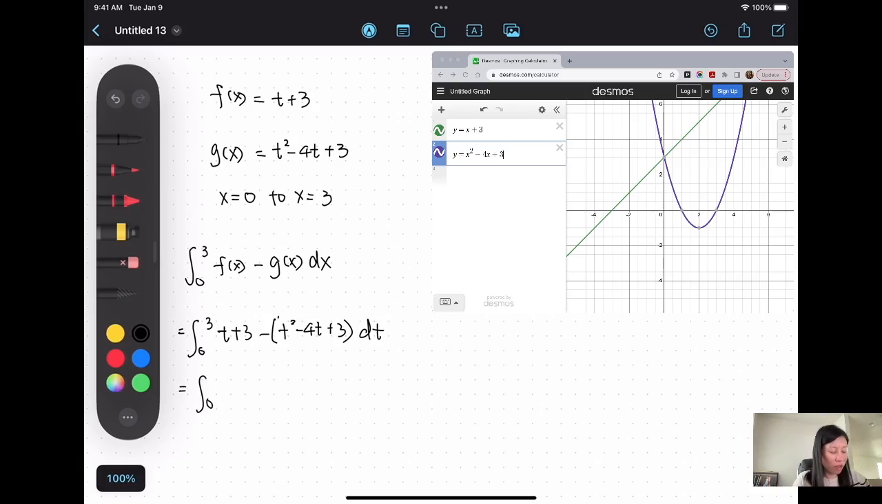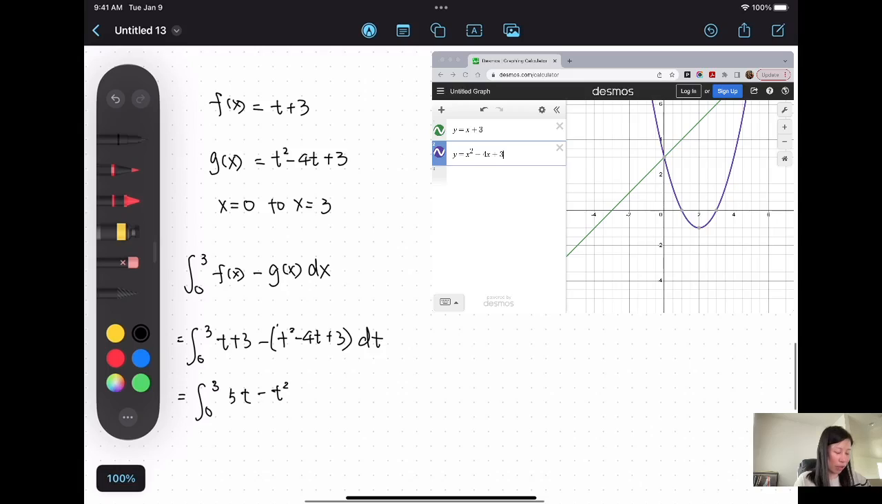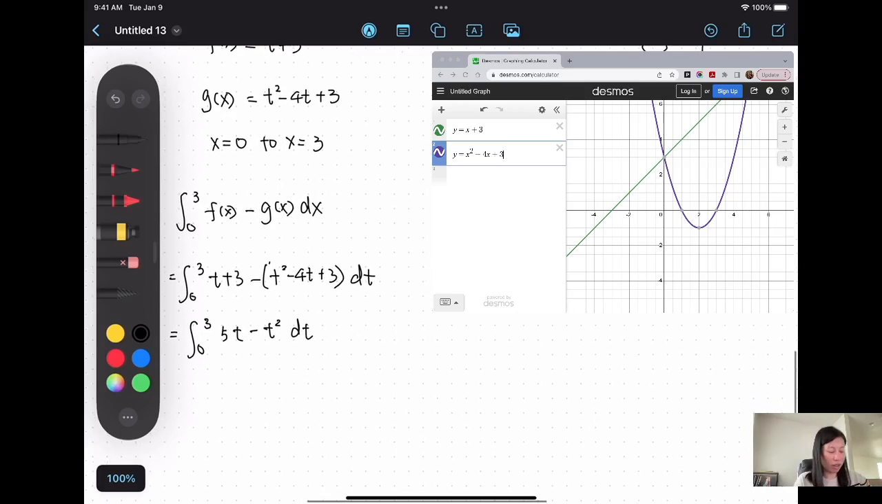And so when we simplify it, I have 5t minus t squared, differentiate at t. So now we can calculate that. The antiderivative of 5t, I got 5t squared minus 1/3 t cubed from 0 to 3. So when you calculate that, I got 13.5. So that will be the area in between the curve f(x) and g(x).